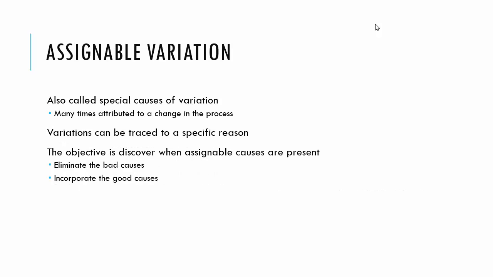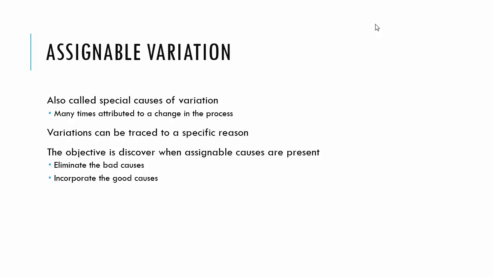The second source of variation is called assignable or special causes of variation. These are often variations that can be traced back to a specific reason, like a change in the process. The goal is to discover when these assignable causes are present and then eliminate the bad ones and incorporate the good ones into the process. Eliminating the bad causes is straightforward and should be intuitively appealing to you. What about the flip side?